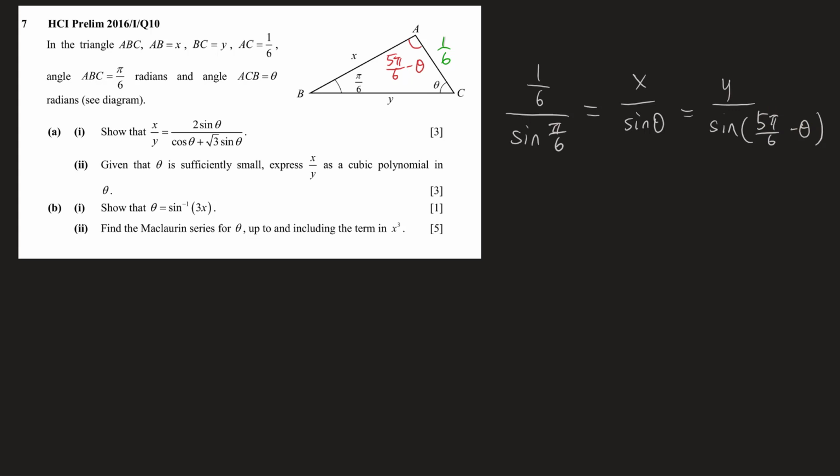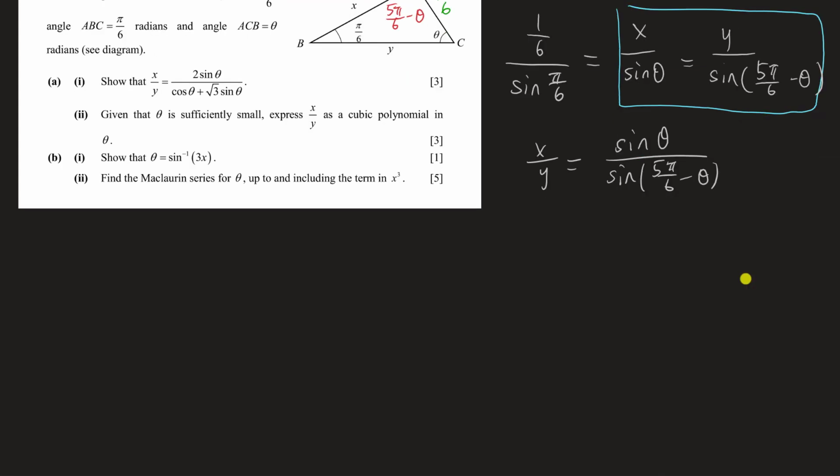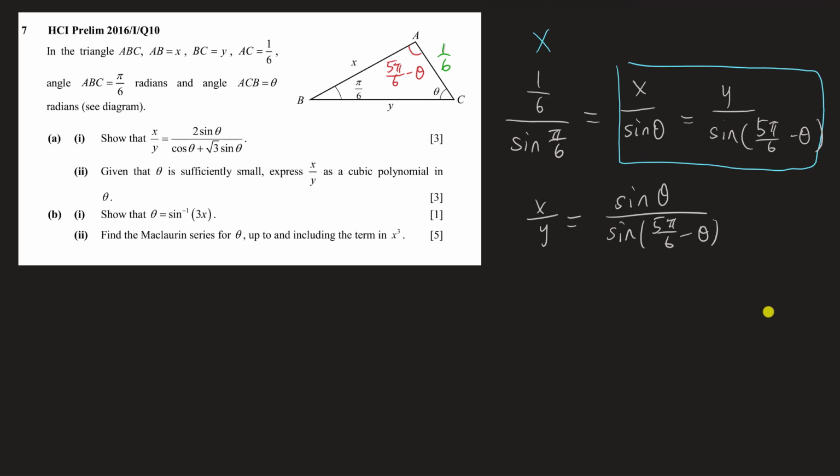Clearly, we got to use these two. We will not be using this for now. So let's take a closer look at how we use these two. x over sine theta equals y over sine 5 pi over 6 minus theta. So divide both sides by y and multiply both sides by sine theta, and that should get us this. All we need to do is apply the addition formula for the denominator.